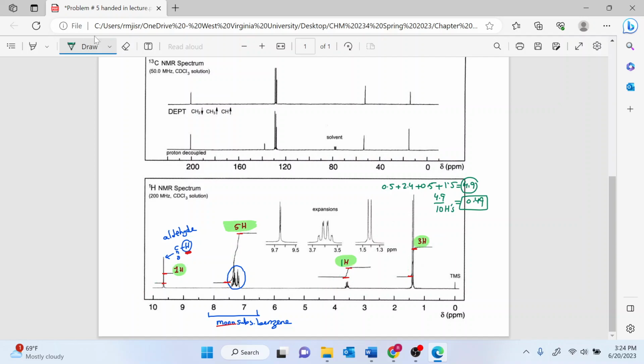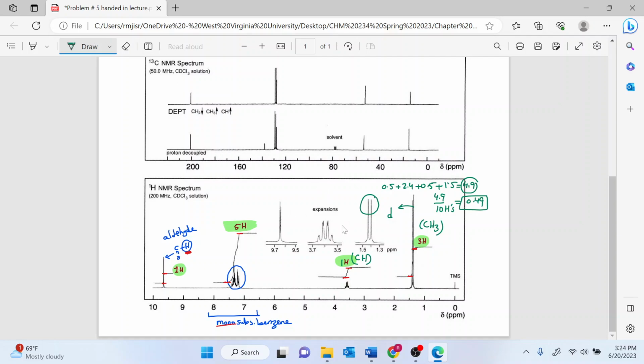So after you get your integration for every peak, we know that the peak between 3 and 4 is going to correspond to a CH. This is going to correspond to a CH3. And that CH3 is a doublet. So you can see the magnification of that. And this is a doublet. So for a CH3 to be a doublet, it needs to be connected to a CH.